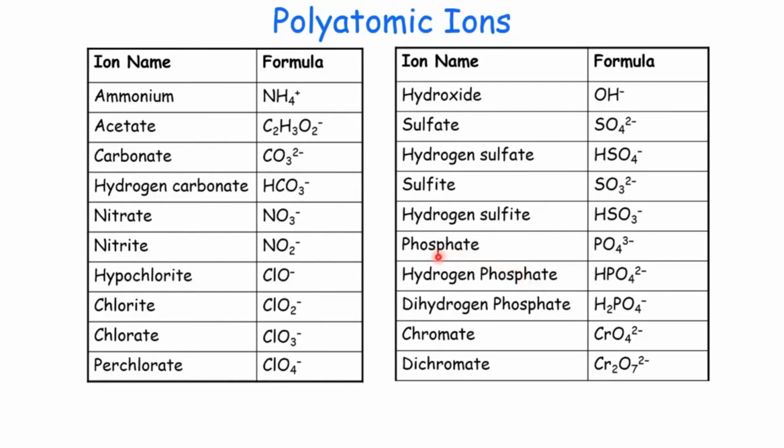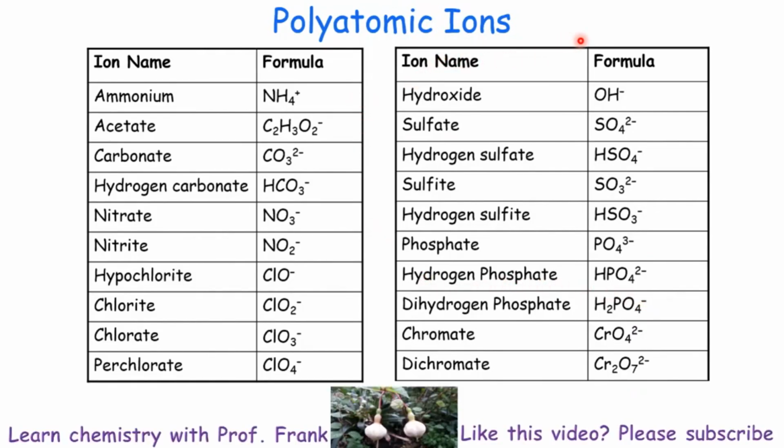If we look at phosphate, it's PO4, 3 minus. Add 1 hydrogen ion to it, that is hydrogen phosphate. And then the charge becomes 2 minus. Adding 2 protons to it, we call that dihydrogen phosphate. And then the charge becomes -1, because here it is -3 plus 2, -1. So those are the common polyatomic ions.